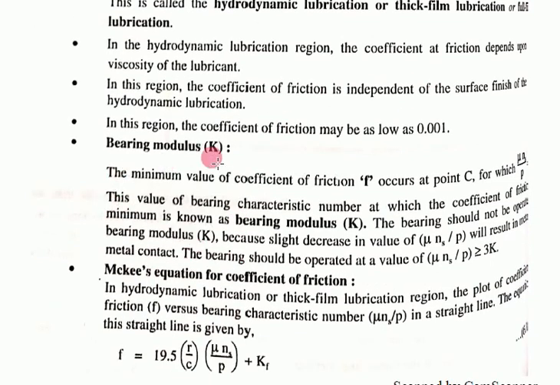Okay, so bearing modulus is equal to K. The value of the bearing characteristic number mu Ns upon p at which the coefficient of friction is minimum is known as the bearing modulus. So here mu Ns upon p should be greater than or equal to 3K.